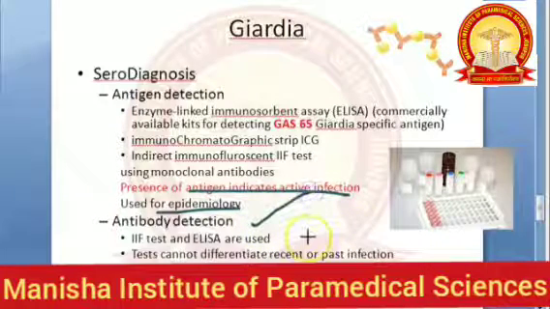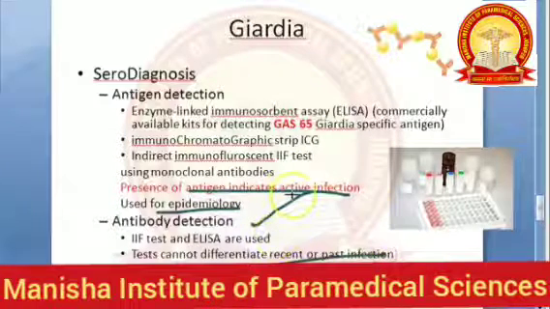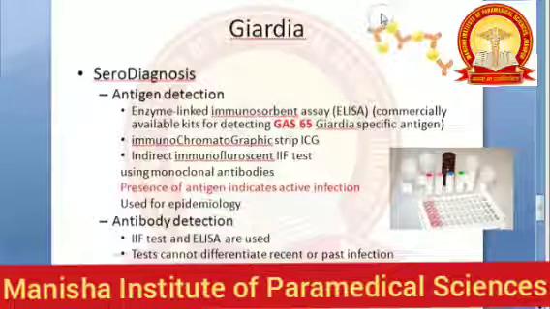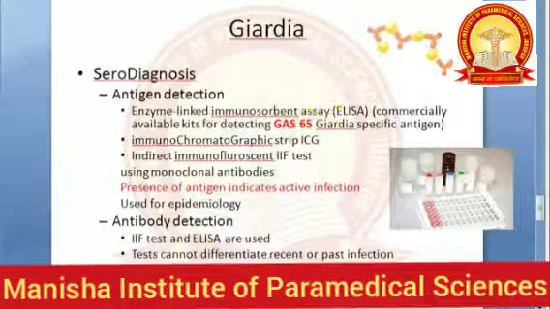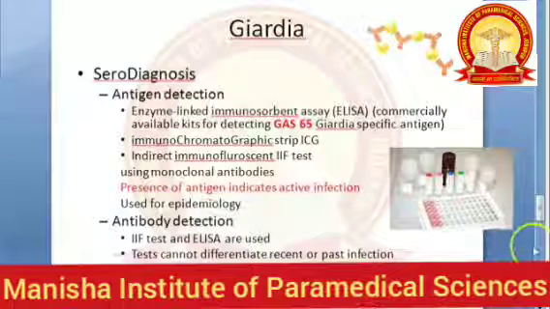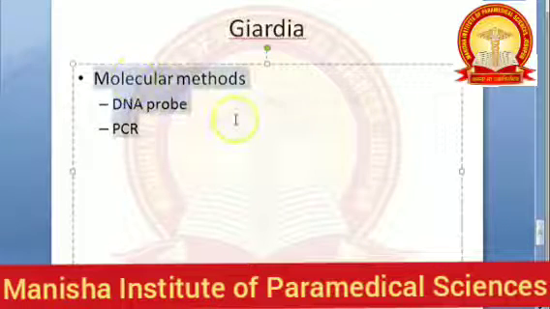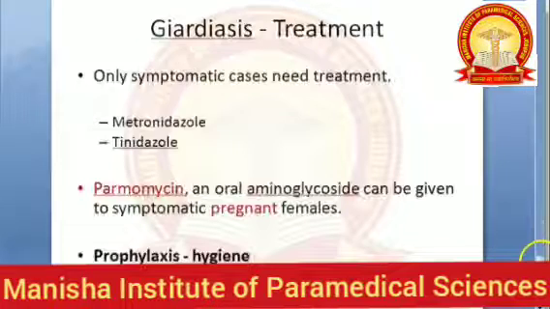Antibody detection, again you will use ELISA, indirect immunofluorescence, but this cannot distinguish between recent or past infection. That's what the textbook says. So that is what we are exactly saying. Then moving on. Molecular methods, DNA probe, these are highly specific because you are going to the DNA level.